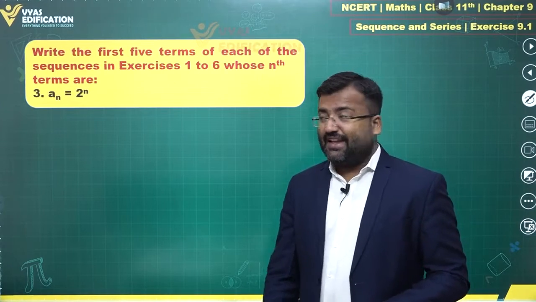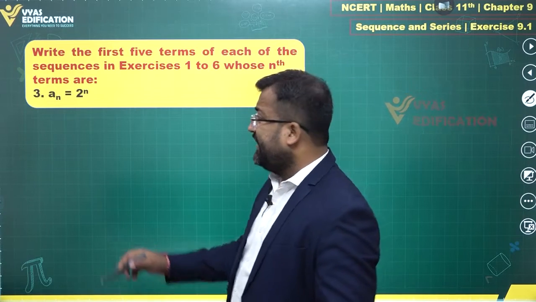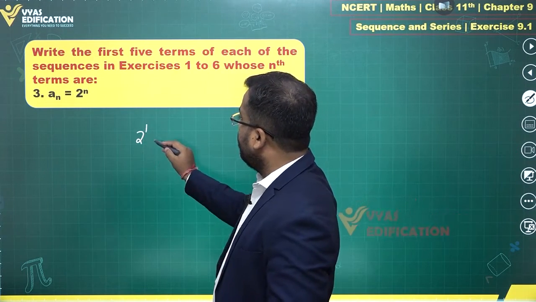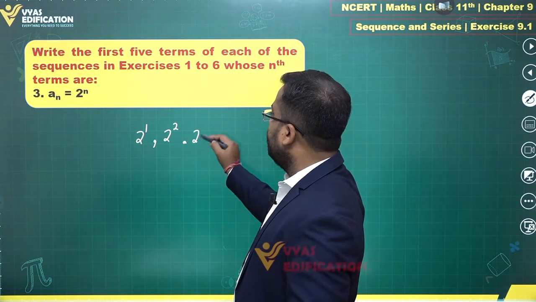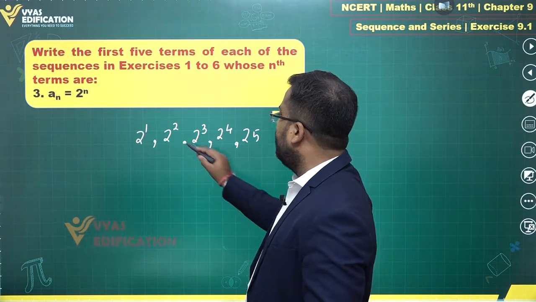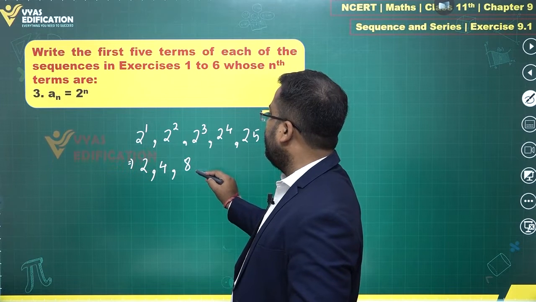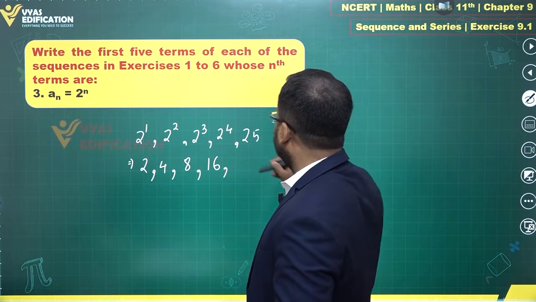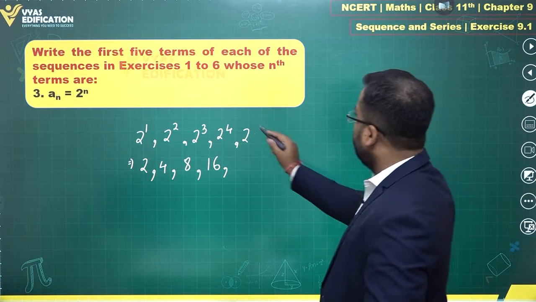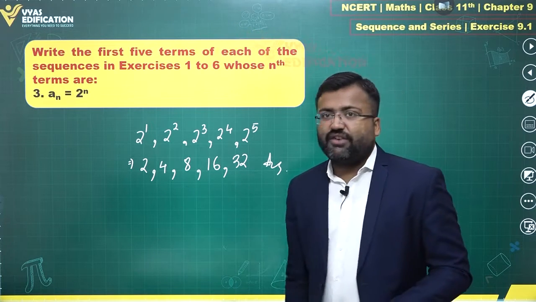In the third, we have AN equals 2 power n. The first 5 terms can be written easily. Let me write the terms directly. Instead of n, we have 1 for the first term, 2 power 1, 2 power 2, 2 power 3, 2 power 4, 2 power 5. What is this? This is 2, this is 4, this is 8, 16 and this is 2 power 5, not 25, which is equal to 32. That's my required answer, first 5 terms of this series.